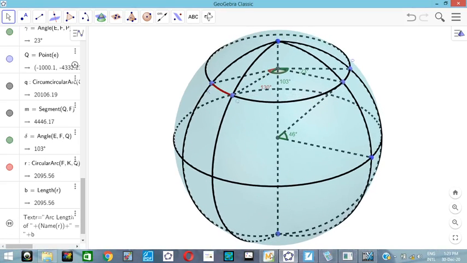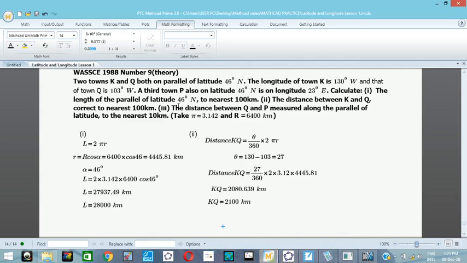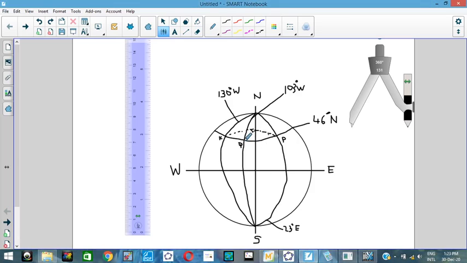Okay, so the last thing the question says we should calculate is the distance between Q and P measured along the parallel of latitude. So you know what that means? It means the distance from Q to P along this line. This is the parallel of latitude along this line. They can also tell you to measure it along the north, that is along a great circle, going up like this and coming down. They can tell you to measure like that, which is along a great circle. So we have that also.